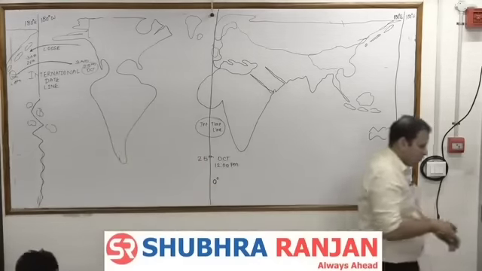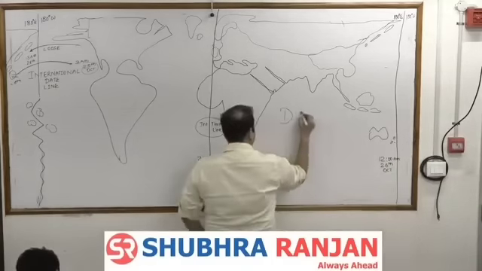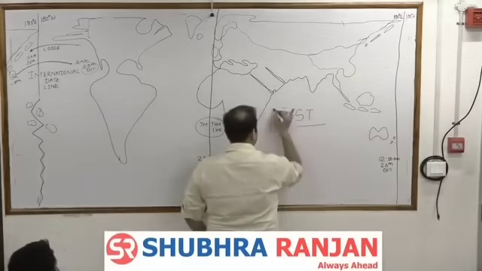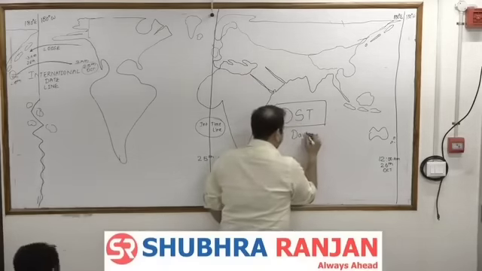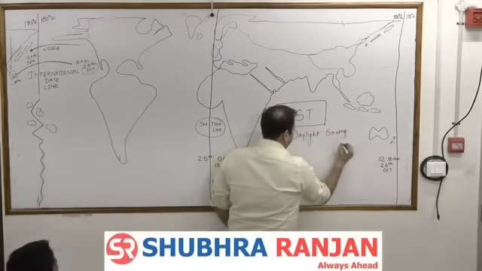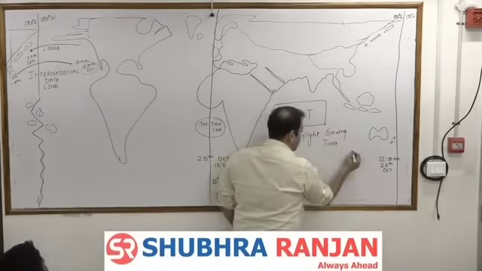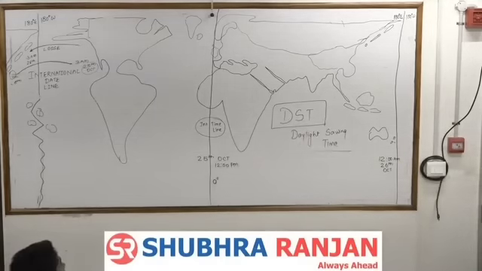Next concept: DST. What is DST? Earlier in Nokia mobiles, DST used to come: do you want to switch on the DST or not? So what is daylight saving time? Nokia belongs to which country? Finland. There sunlight is less.